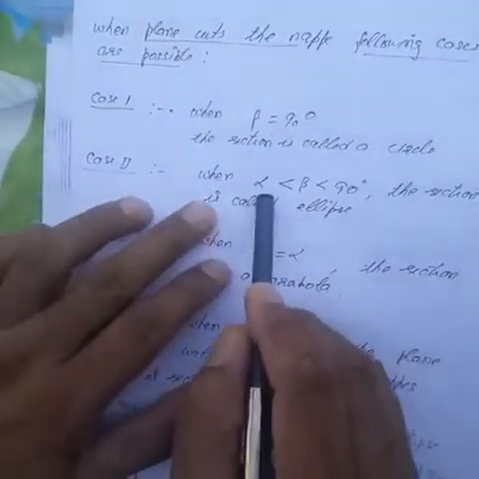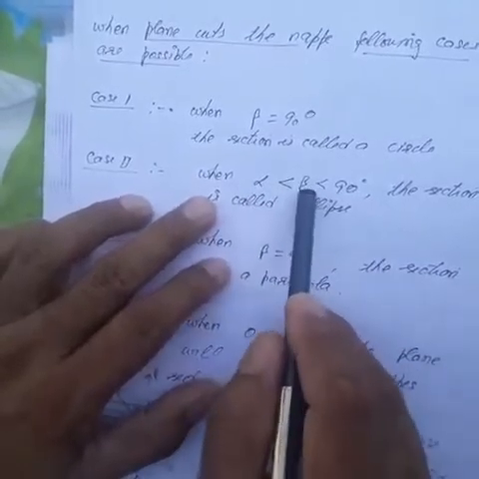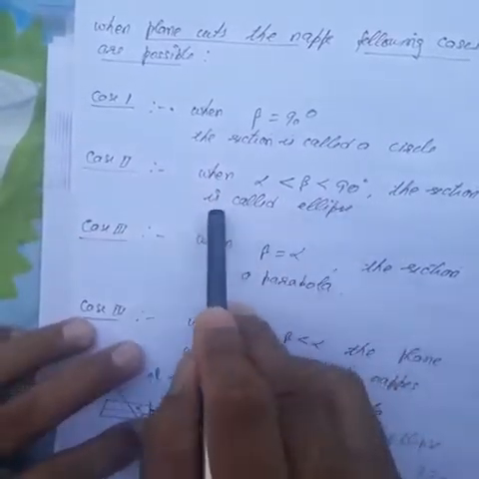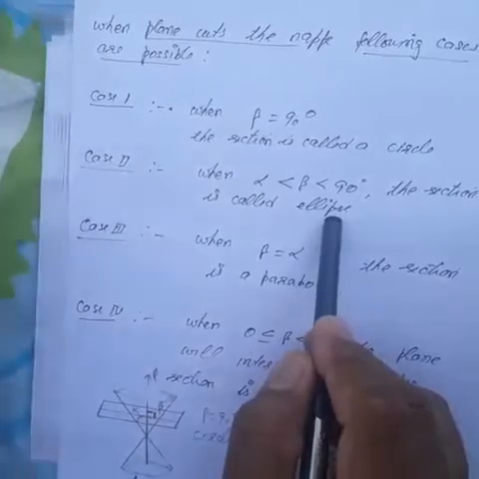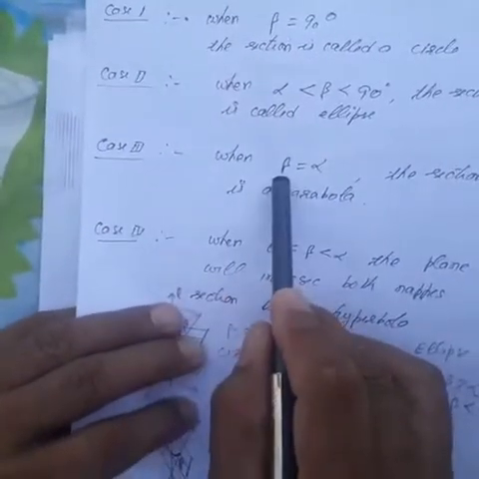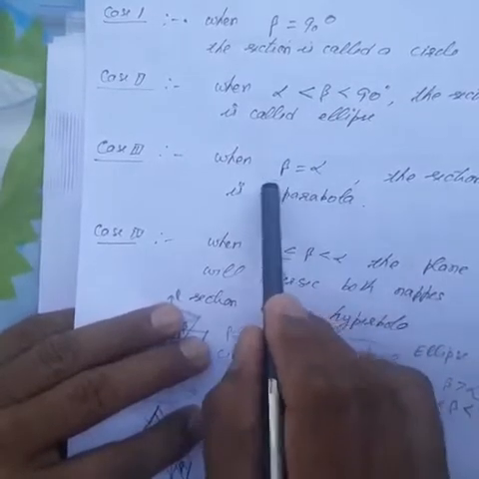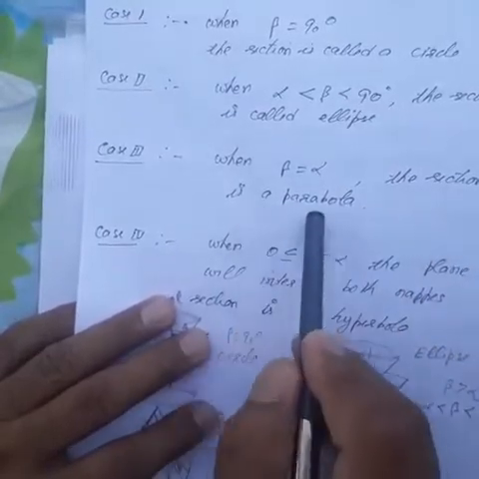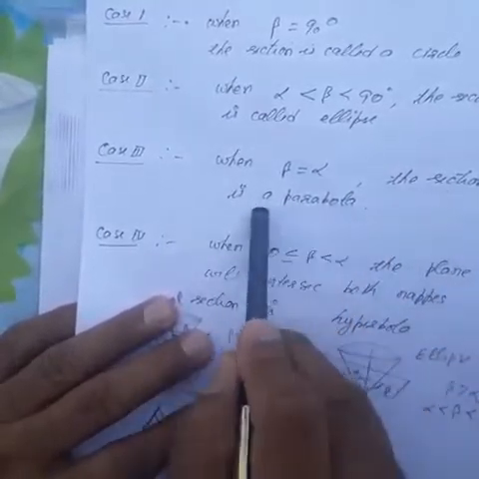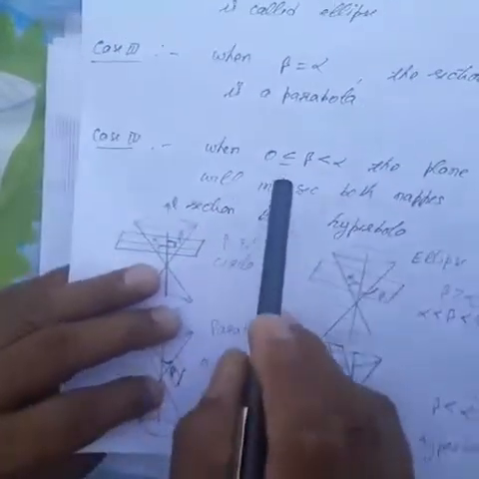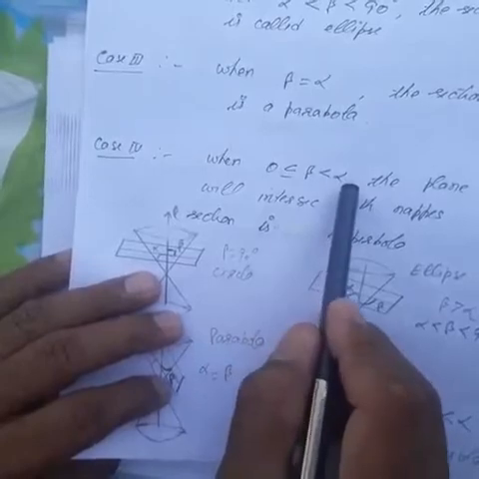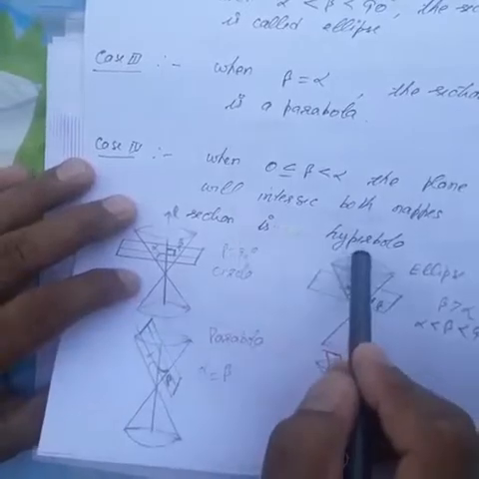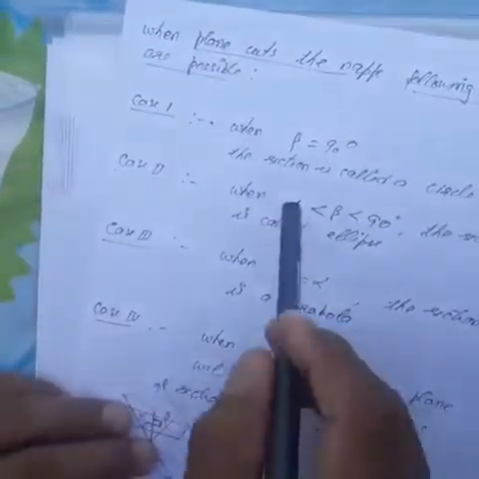Second case: when the intersecting plane makes angle beta, and beta is greater than alpha but less than 90, an ellipse will be obtained. Third case: when beta is equal to alpha, where beta is the angle between the plane and the vertical line, the section obtained is a parabola. Fourth: when angle beta is less than alpha but greater than 0, then the section obtained will be a hyperbola. So these four are the sections of the cone.